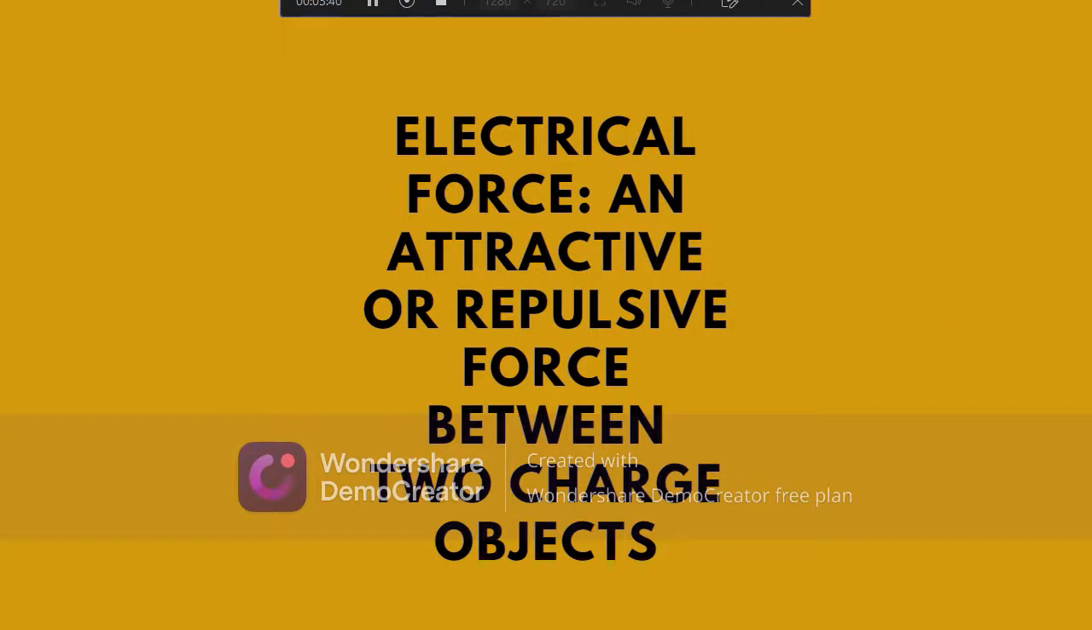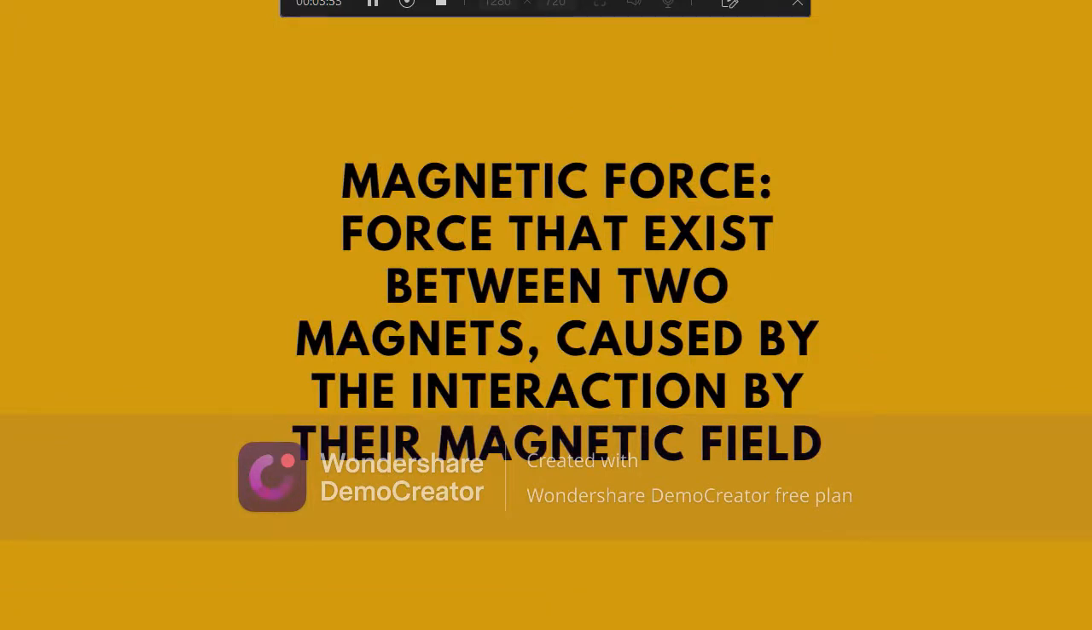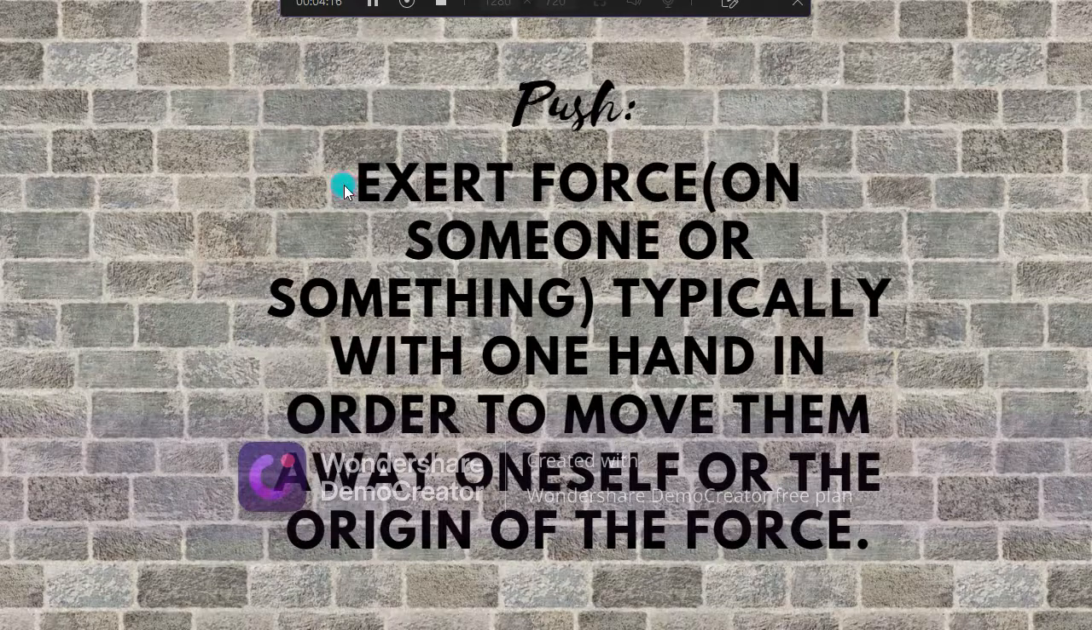Electrical force, an attractive or repulsive force between two charged objects. So that is an electrical force, an attractive or repulsive force between two charged objects. Magnetic force, a force that exists between two magnets caused by the interaction of their magnetic fields. So what is a magnetic force? Force that exists between two magnets. Pull, exert force on something or someone so as to cause movement towards oneself. Push, exert force on someone or something, typically with one hand, in order to move them away from oneself or the origin of the force. That is push.